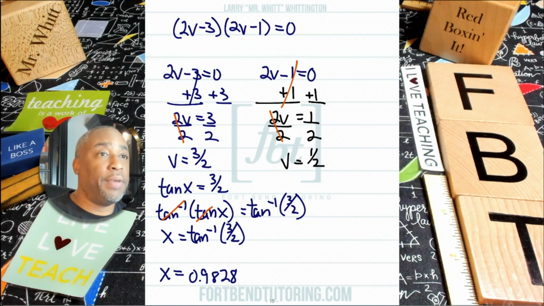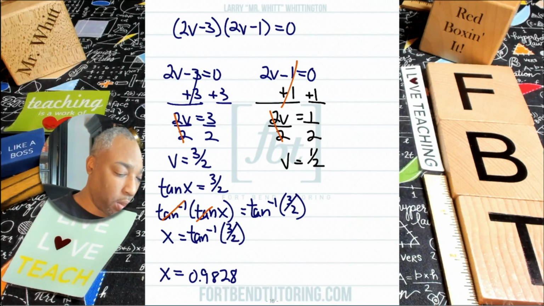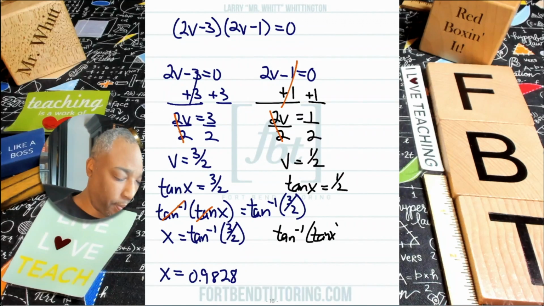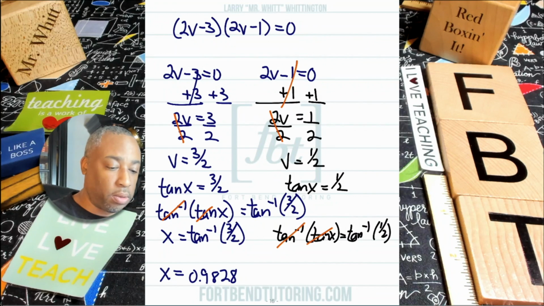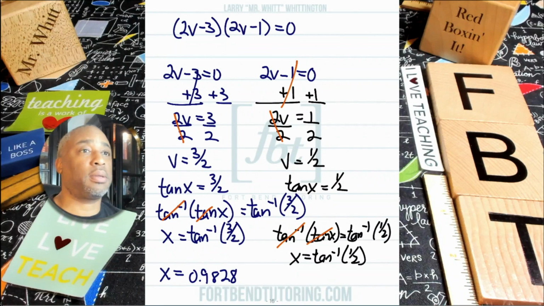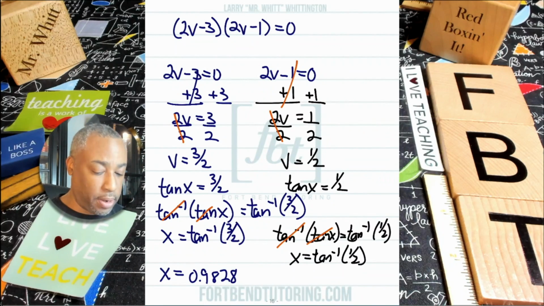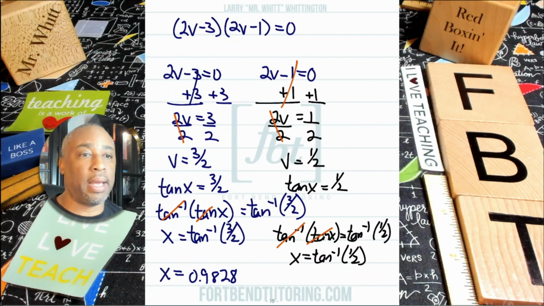And remember, v is equivalent to tan of x. So this is tan of x equals 1/2. So what we'll do from here is go ahead and do an arctan of tan of x. This equals arctan of 1/2. Your tans will cancel out, and x equals arctan of 1/2. Just like this. All right. So now that I have this value, let's see what we can calculate in the calculator.